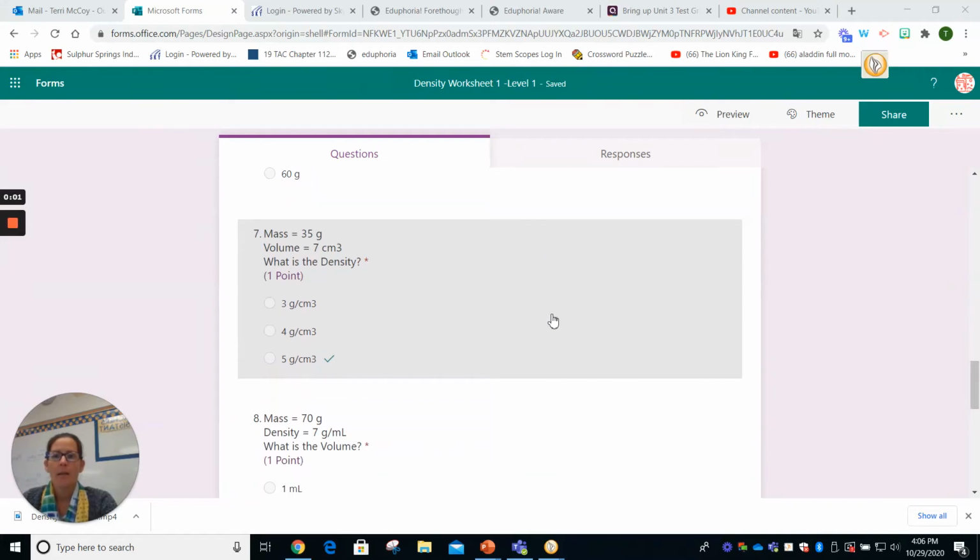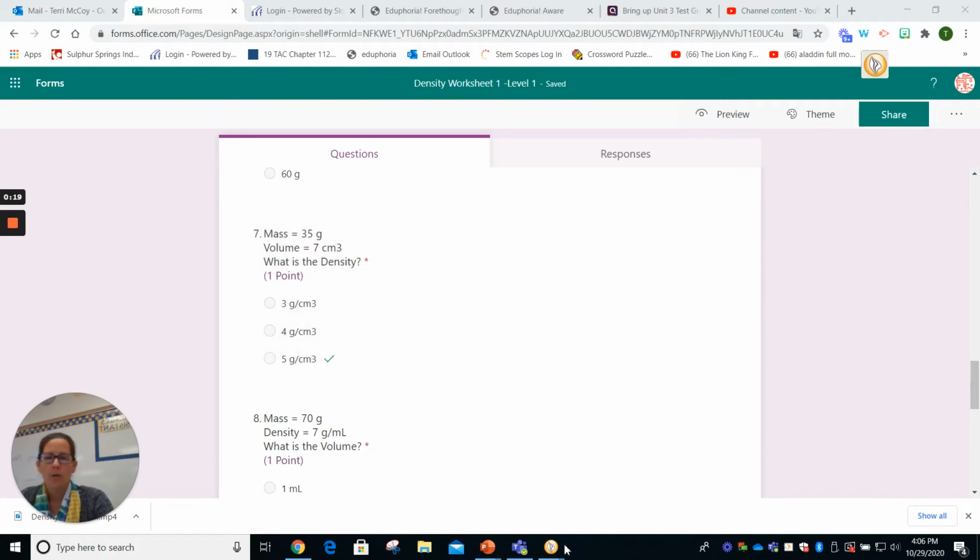Okay, so let's look at number 7. Number 7 has a mass of 35 grams, so I'm writing that down. It's got a volume of 7 centimeters cubed, and they want to know what the density is.